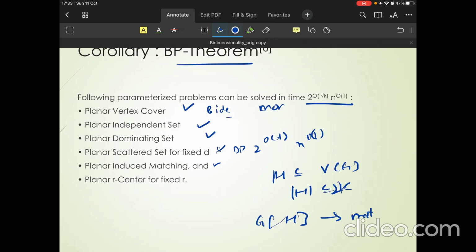Sorry, it should be 2k. Anyway, it can be k, but formally it's defined as 2k. So G[H] is a matching with k vertices. So G[H] will have exactly k edges since it has 2k vertices.